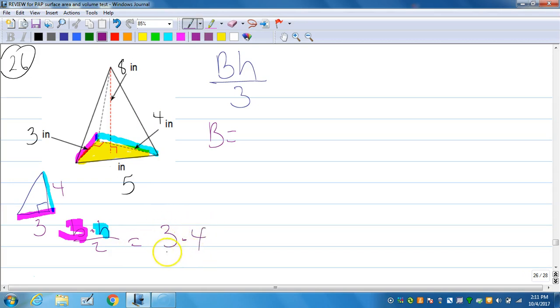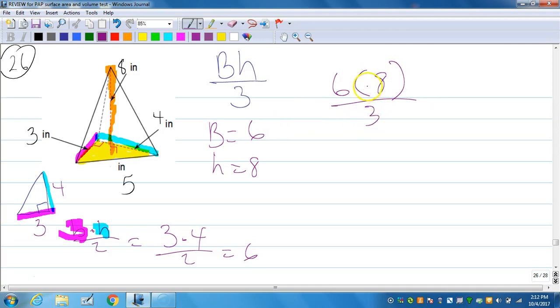So 3 times 4 divided by 2. 3 times 4 is 12, and 12 divided by 2 is 6. So that's 6. The height. How tall is this pyramid from right here all the way down? It's telling you it's 8. So you do 6 times 8 divided by 3. 6 times 8 is 48. 48 divided by 3 is 16.